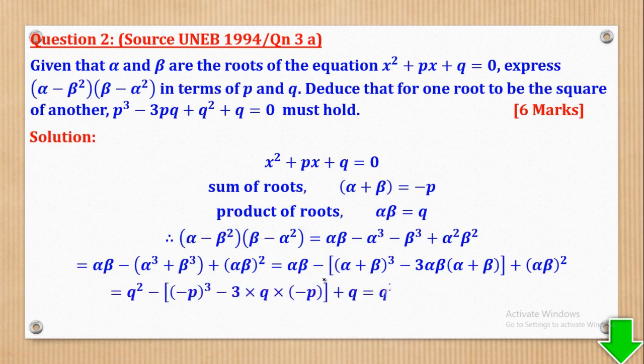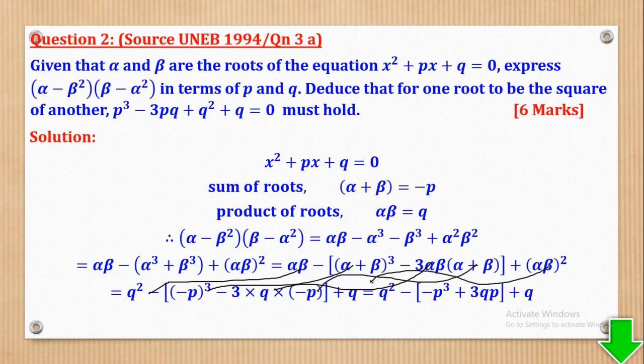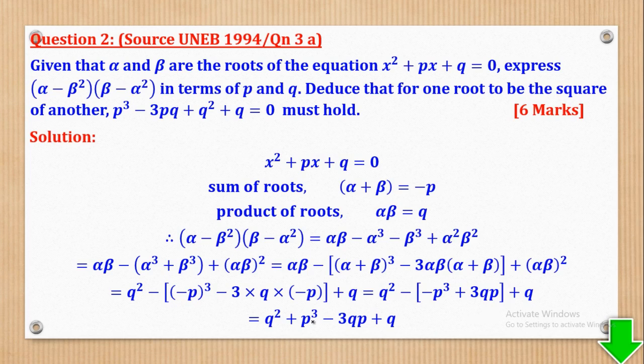The next is to substitute. Where there is sum, we shall put there that, because sum is negative p. So this was product is here. Sum is here, product is here, sum is there, and product is there. So when I simplify this, I'll come up with this. Therefore, in the end, I'll come up with this as the first part.